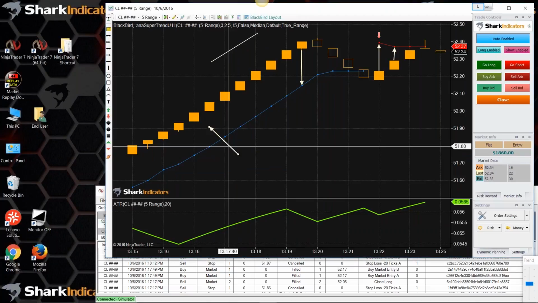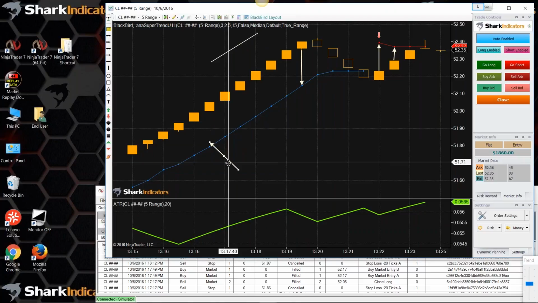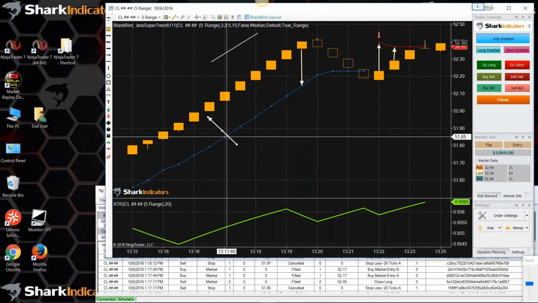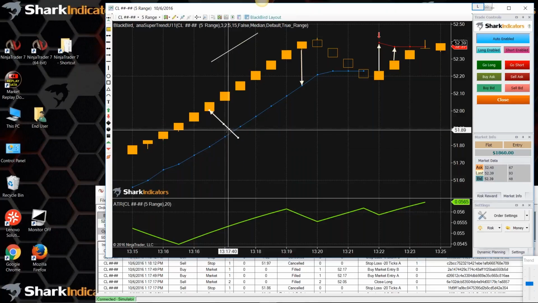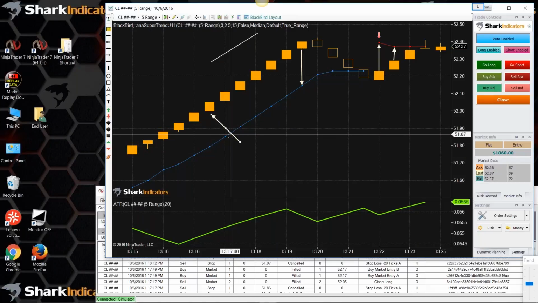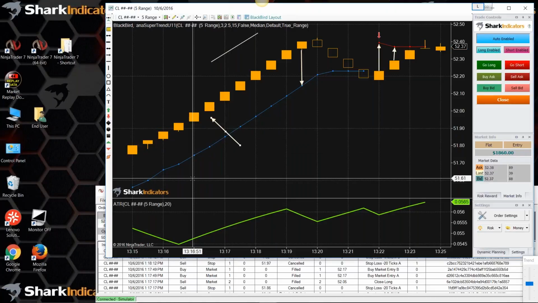So there's no way to do that in Bloodhound. Bloodhound's not an indicator to do math problems for you. Bloodhound is just built to build trade signals, not to do mathematical calculations for you. All right.